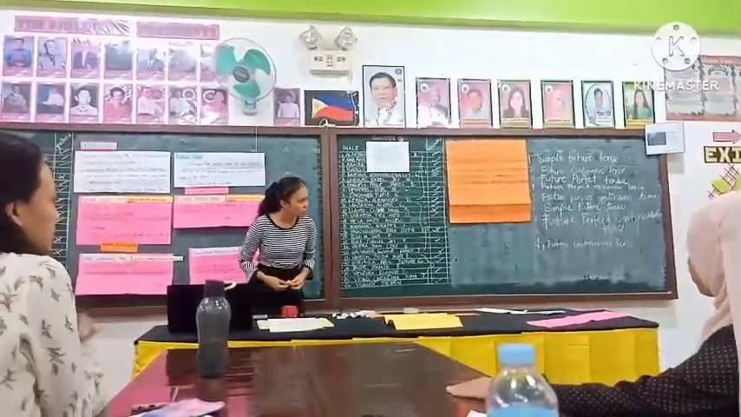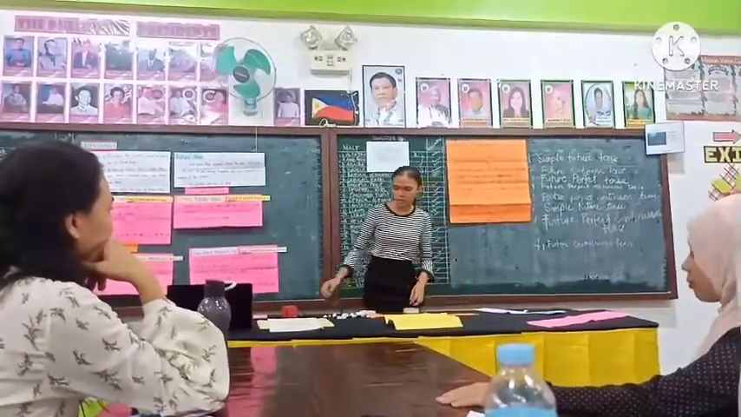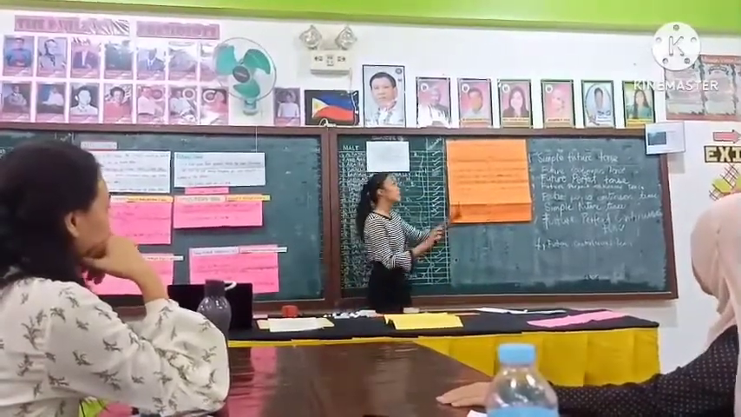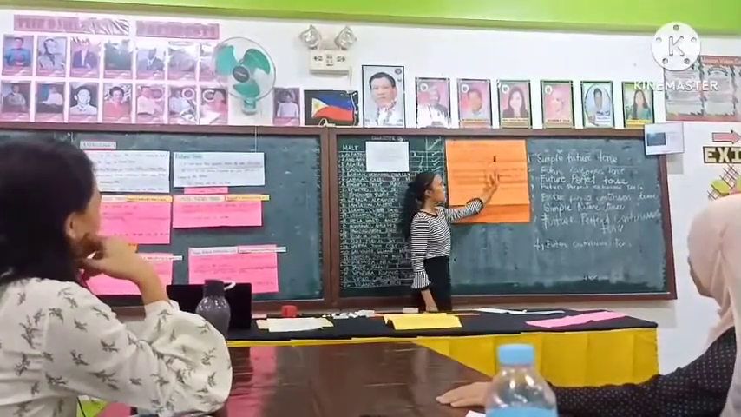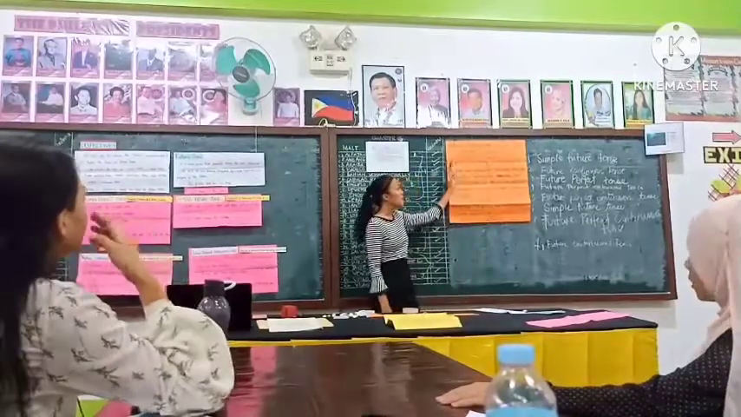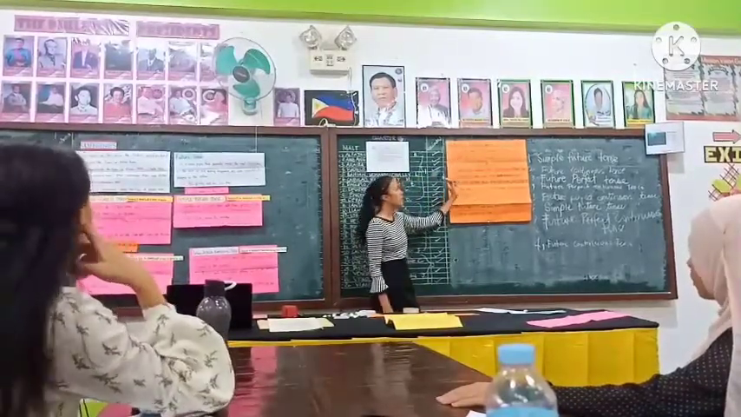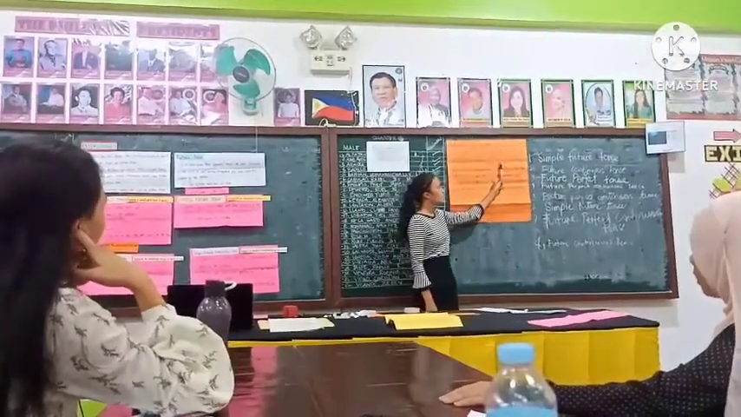All done. Okay, let us see if your answers are correct. Number one, please read the sentence. I will go to the beach. The answer is simple future tense because there is a will. Okay, number two. We will be hiking all day tomorrow.